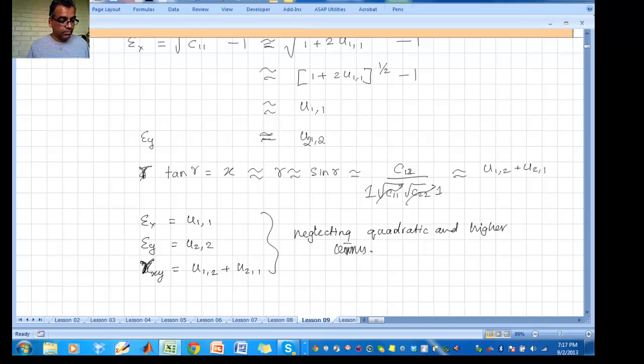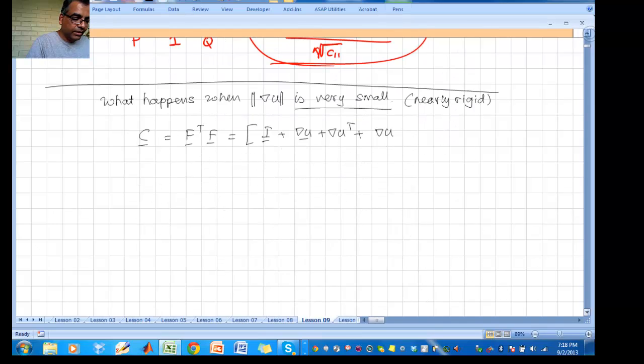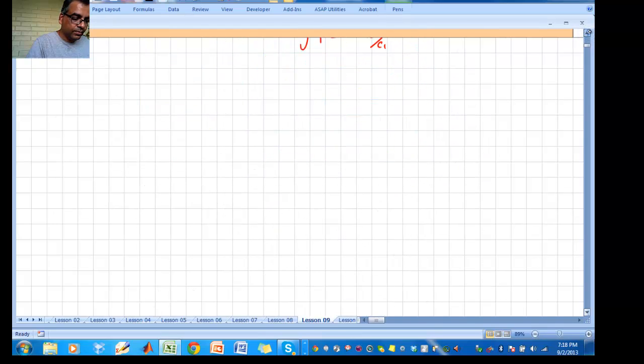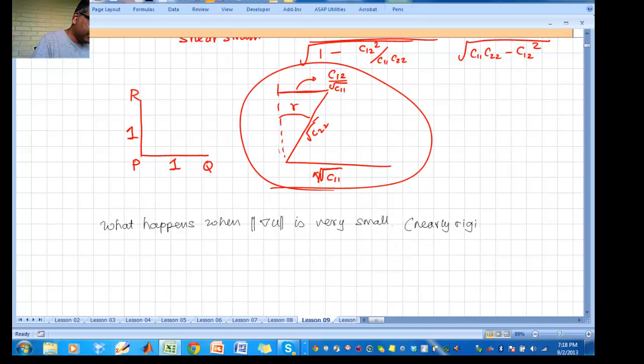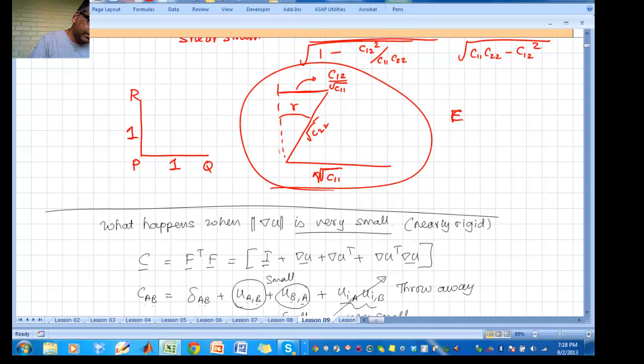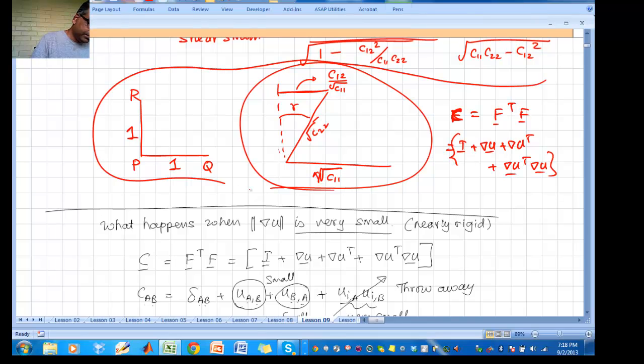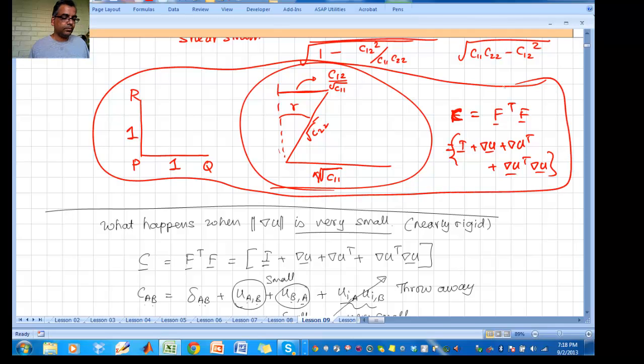With that, we are done. This is important. This picture is important for you to find everything. And just here I'm going to write C equals F transpose F, which is I plus gradient of U plus gradient of U transpose plus gradient of U transpose gradient of U. This picture is important. With that, we are done.